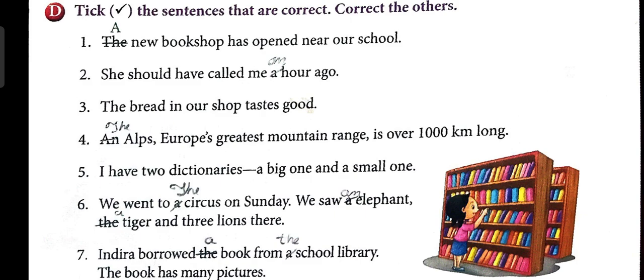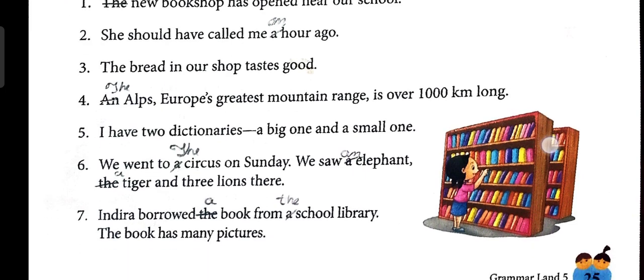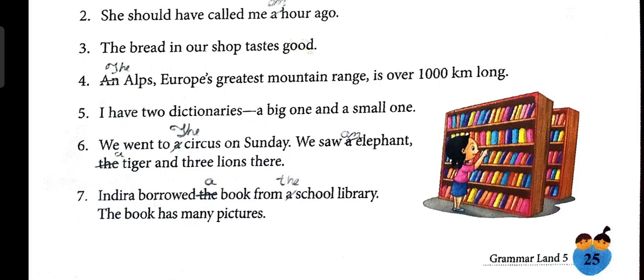Okay, so we don't need to make any change. If I talk about question number 4, in the place of and, we will use the. Question number 5 is also correct. If I talk about question number 6, in the first sentence, in the place of a, we will use the. Okay, now: we went to the circus on Sunday. I saw an elephant and a tiger and 3 lions there.